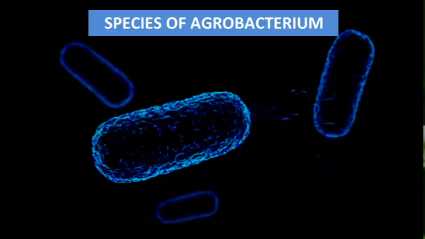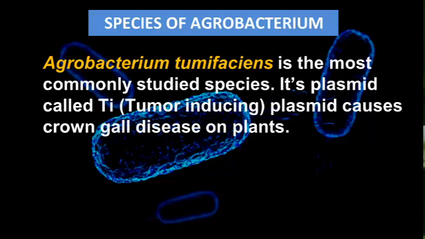Moving on to different species of Agrobacterium. First one, Agrobacterium tumefaciens, is the most commonly studied species. Its plasmid is called TI plasmid or tumor-inducing plasmid. This plasmid causes crown gall disease on plants. Agrobacterium tumefaciens infects over different families in dicots, including the Leguminosae family.